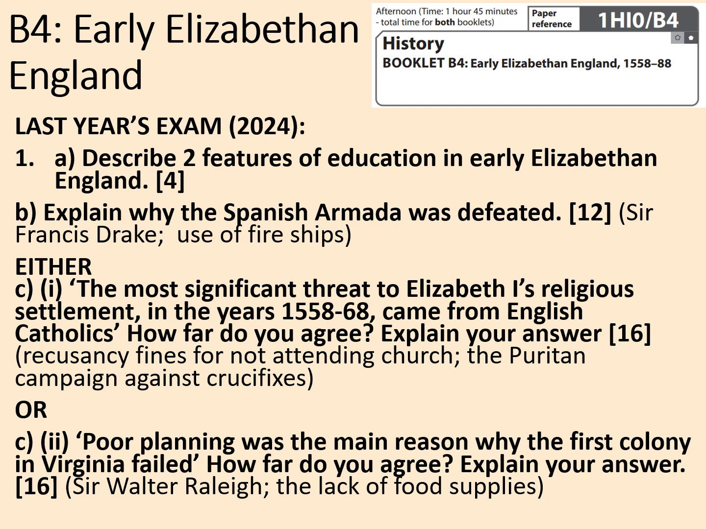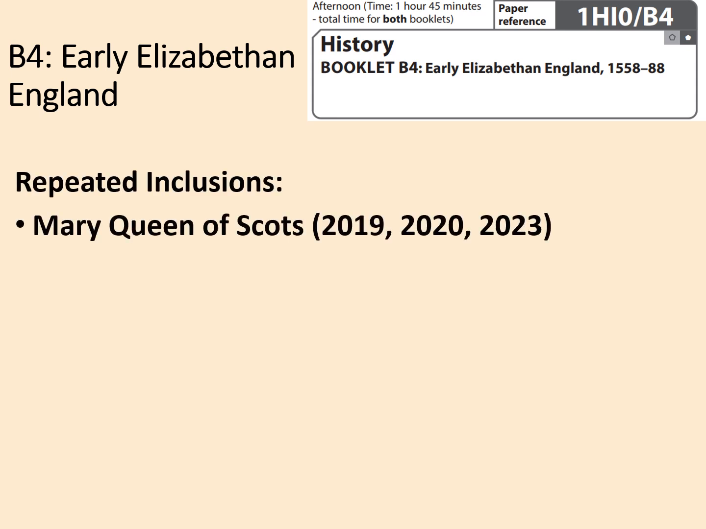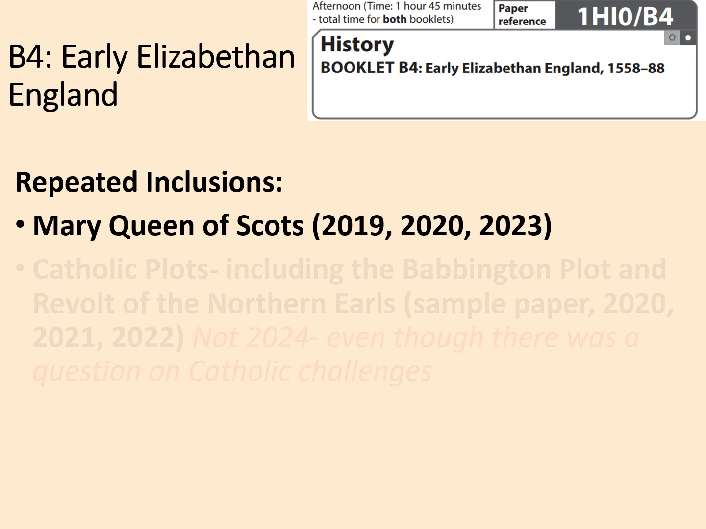You'll notice that the stimulus points usually give one from each side of the argument. So if that was in last year's, what could be in this year's? The following have all been repeated inclusions. Mary Queen of Scots has appeared quite a lot in 2019, 2020 and 2023, and she's been relevant in lots of other questions too, which is not really surprising. She's a big part of the course.